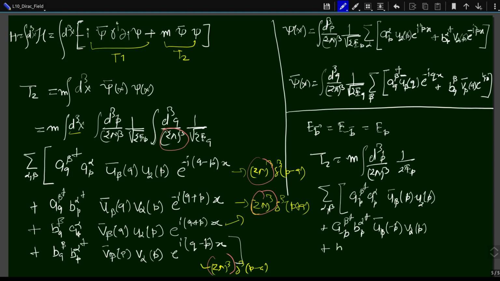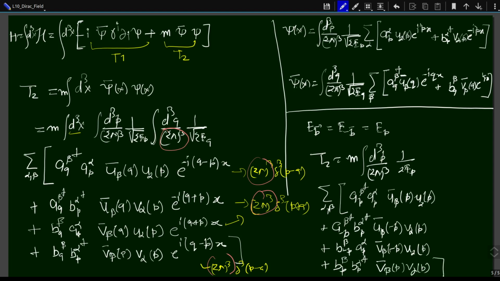A similar term over here: B minus P beta A P alpha V bar beta minus P U alpha P, plus, apologies, B P beta B P alpha dagger. Here the sign is the same, so B P beta B P alpha dagger, and here the term is V bar beta P V alpha P. This is the term.